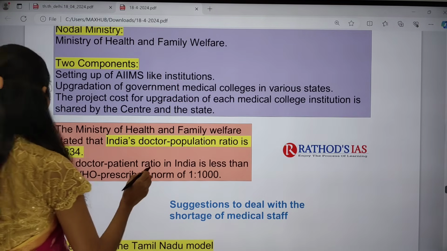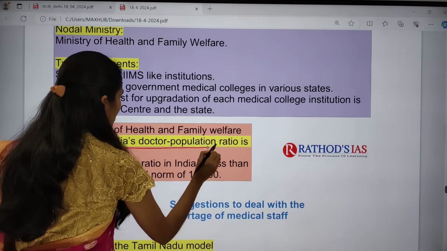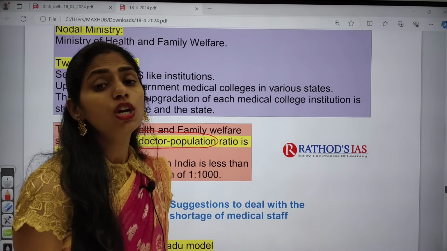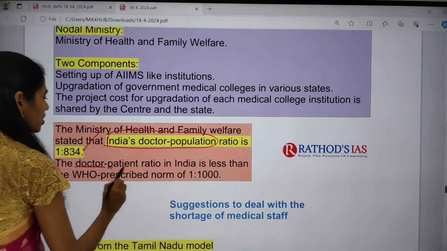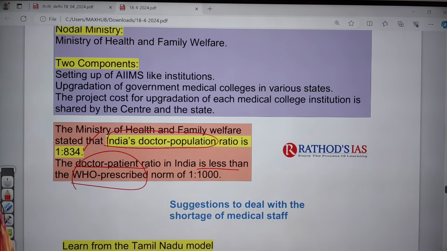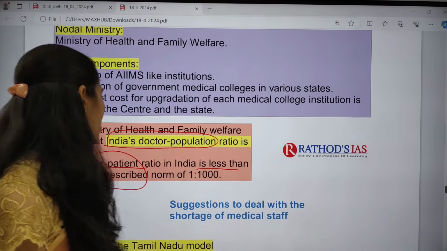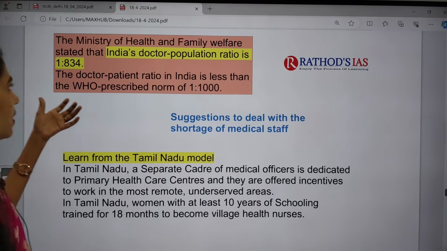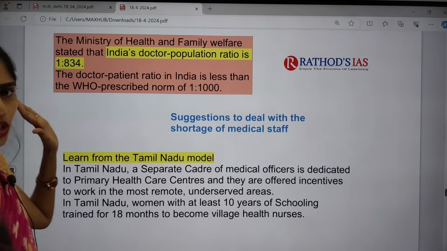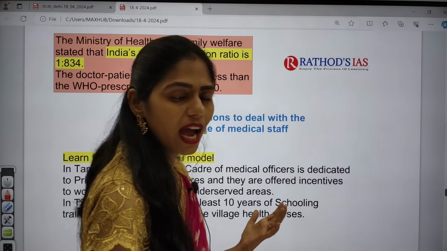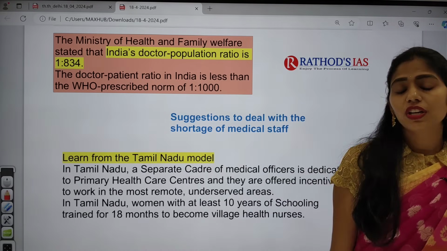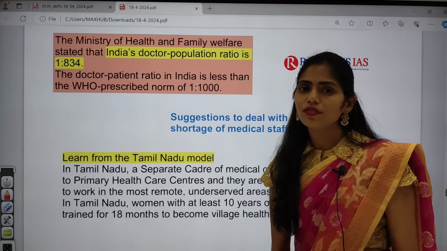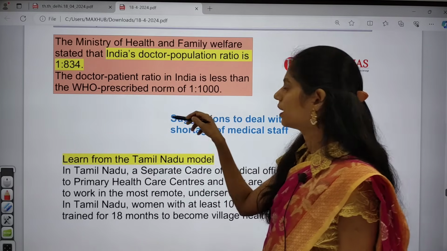And if you see here, the Ministry of Health and Family Welfare stated that India's doctor to population ratio is 1:834. That means for 834 people there is only one doctor. And the doctor to patient ratio in India is better than the WHO prescribed norm. So what is this WHO norm? That is 1:1000. Even though we have a good doctor to population ratio, the problem here is we don't have the census of 2021. The 2021 census was delayed because of the COVID-19 pandemic and even because of elections. So I think we are not going to meet this criterion even.